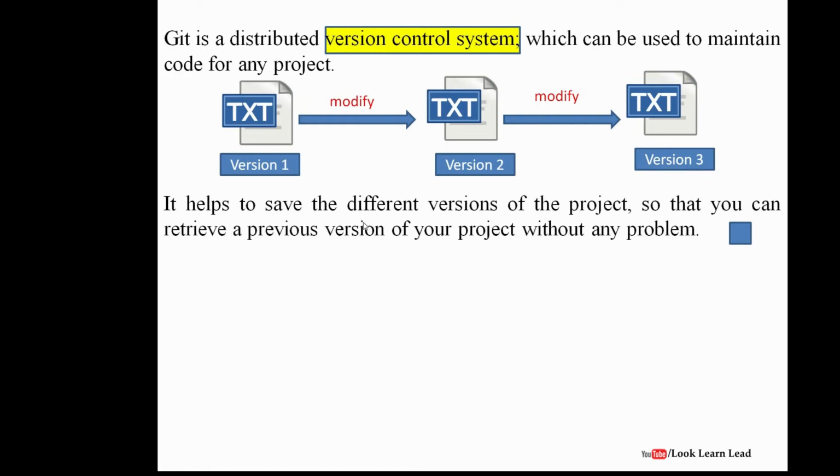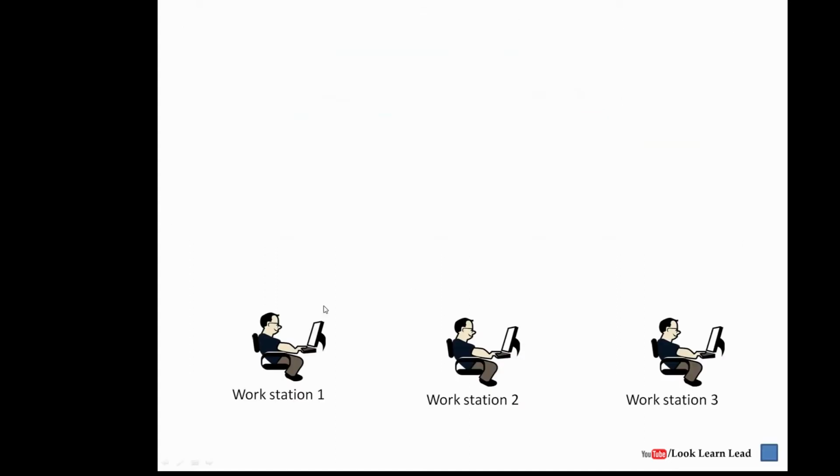That is, it helps to save the different versions of the project so that you can retrieve the previous version of your project without any problem. Whenever you need version 2 of this file, suppose there is some problem with version 3 and you have to move backward to version 2, you can retrieve version 2 of this project without any problem. That is the work of a version control system. Let's discuss it further with some example.